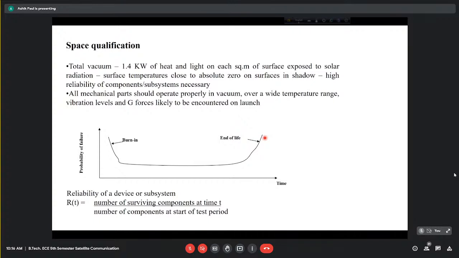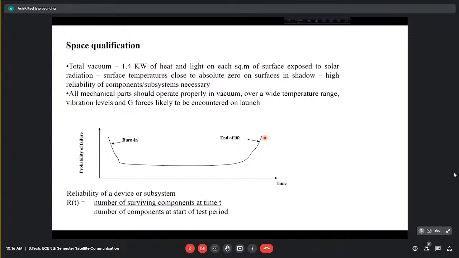Now, talking about the reliability or quantifying the reliability, the definition that is usually followed is that it is the ratio of the number of components which are surviving, that means which have not failed at a particular instant of time t, divided by the number of components at the start of the test period.